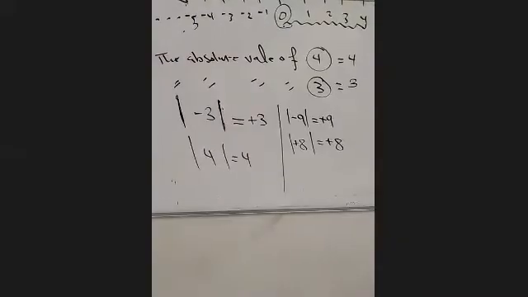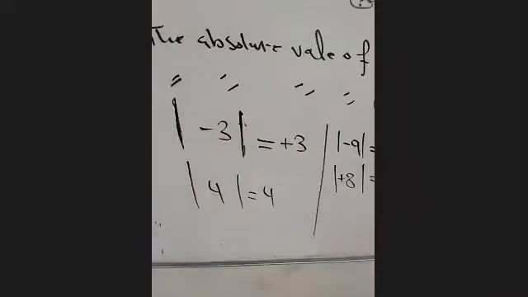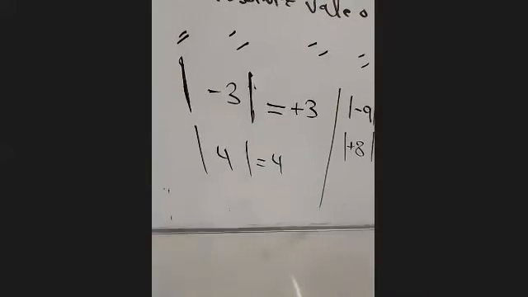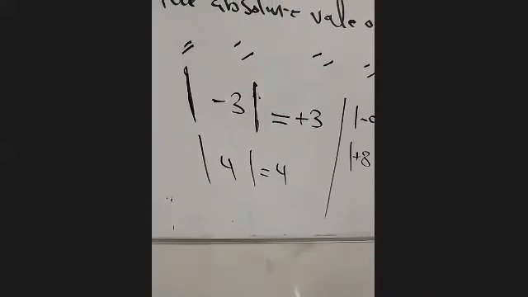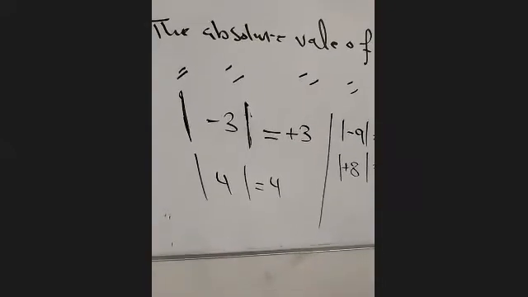Yes, mister. I don't understand the absolute value. Absolute value of negative is positive. Absolute value of positive stays positive. Okay, why in 4 you don't put any sign? No, we have a sign, Mister. It is positive, but we don't need to write it. A number without sign, we said that yesterday, it is positive.